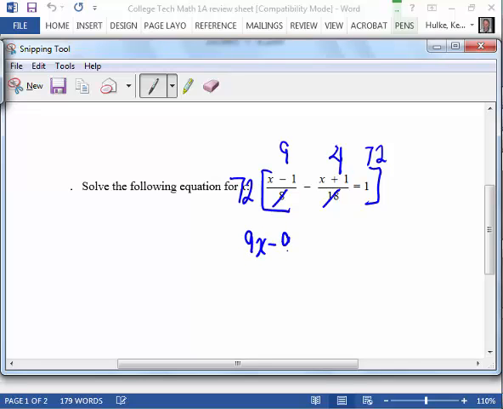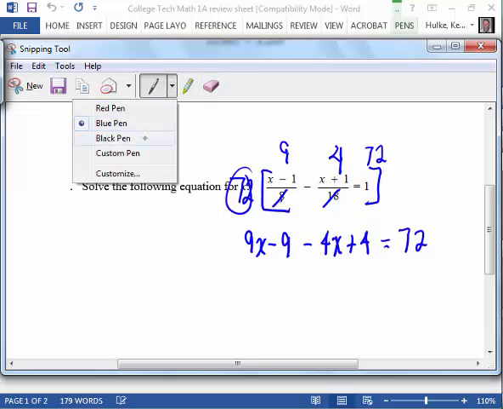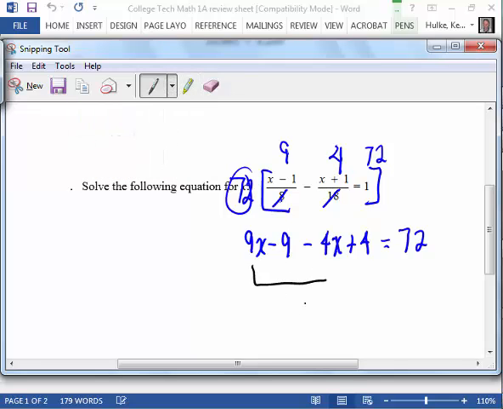9x minus 9 minus 4x plus 4 equals 72. So when I multiply by 72, I take 72 divided by 8 is 9, 72 divided by 18 is 4, and 72 divided by 1 is 72. So combine like terms, the x's combine, and the numbers combine, and then we're going to put them over on the other side.